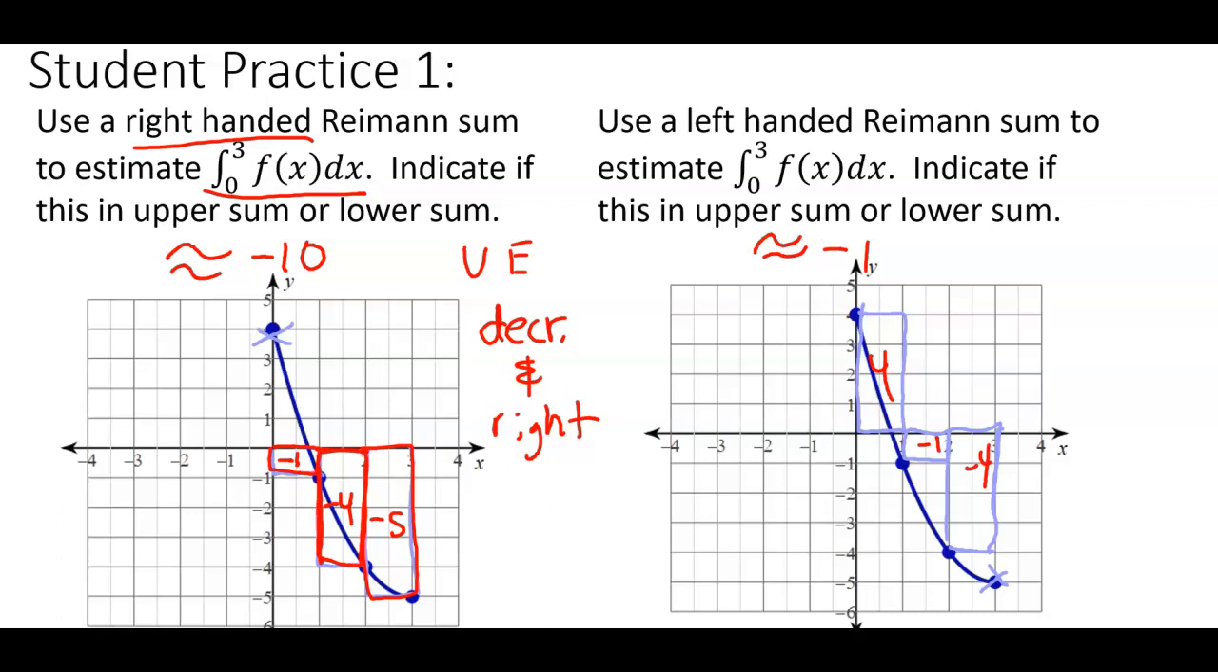And Christian, is this an overestimate or underestimate? I believe it's over. Now, how do we know that? Is my function increasing or decreasing? It's decreasing. And this is a left sum. So look at your chart. Decreasing with a left sum is over. Decreasing and left. All right. So that's a Riemann sum for you.